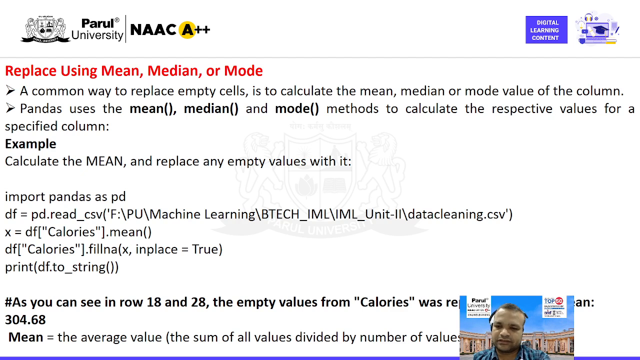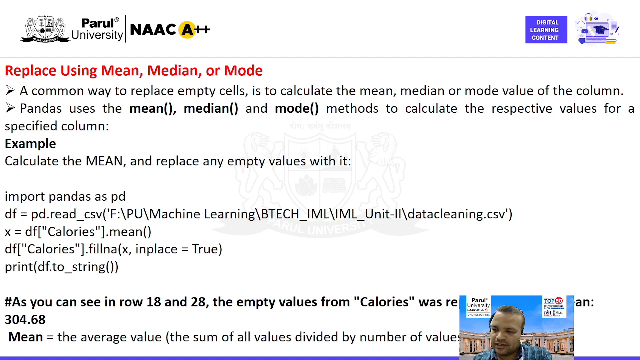Your dataset path is in the F directory, PU folder, then the machine learning folder, then PTech IML, unit number 2. Then the dataset name is data cleaning.csv. This is the path where your data is placed in your PC. If you want to place your data set on Google Drive, you can just use the Google Drive link, or give the Google Drive path if you are performing your program on Google Colab.